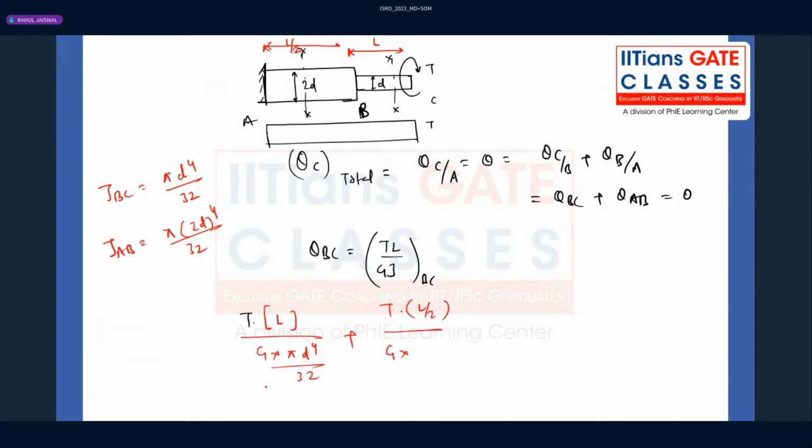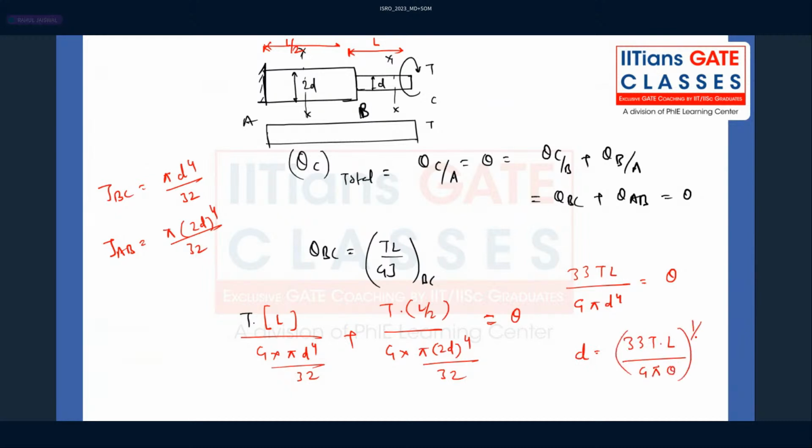G will be same for both the AB and BC section. Pi (2d) to the power 4 divided by 32. That is equal to theta, that they have given as theta. So when you combine together, you will get 33 TL divided by G pi d power 4, that is equal to theta. So they are asking diameter, so diameter will be 33 T into L divided by G pi into theta, to the power 1 upon 4. This will be the answer.